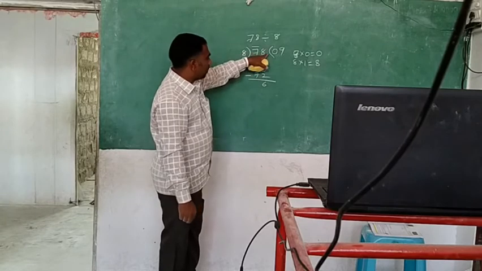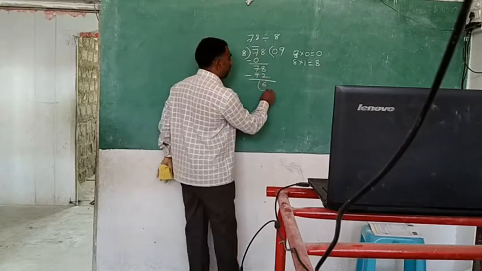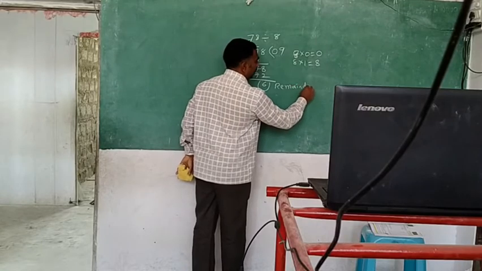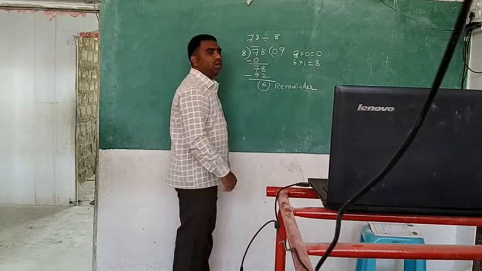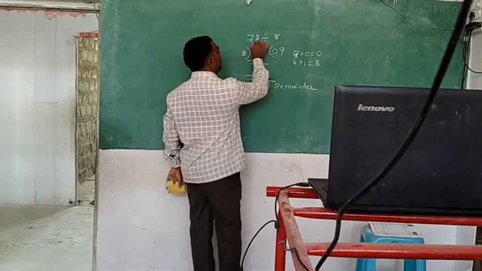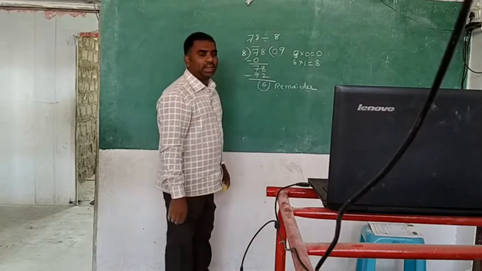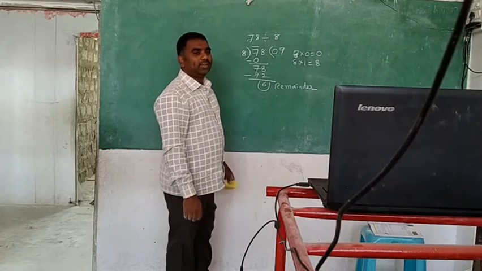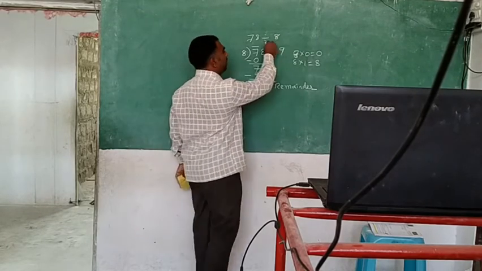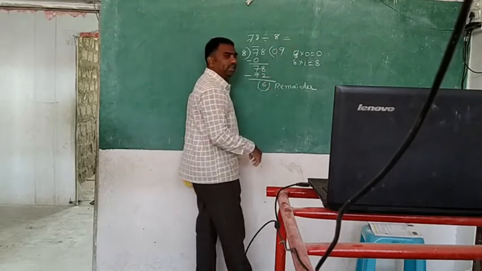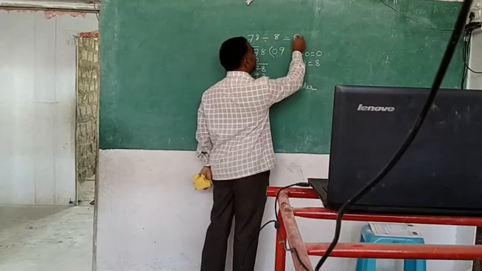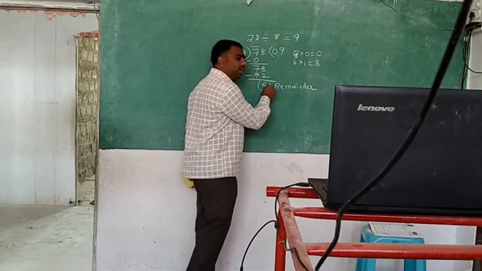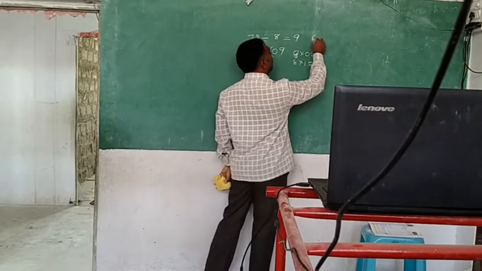And there is no other number to take down. So what do you call this? A remainder. So what is the meaning of this question? 78 chocolates are divided into 8 packets. In each packet, 9 chocolates will come. And how many will be left here? 6 chocolates will be left.